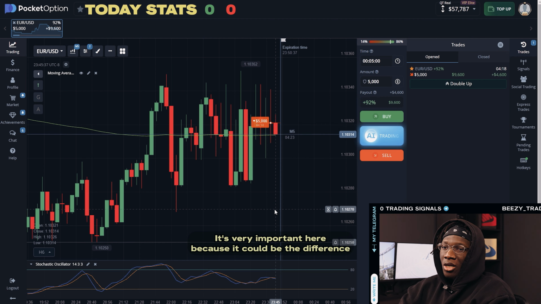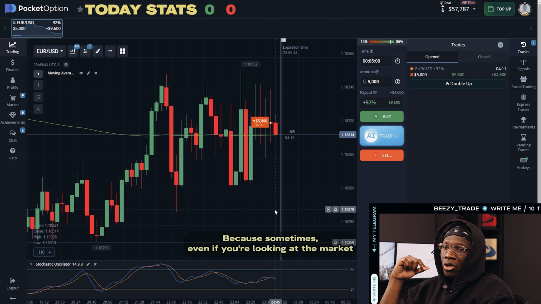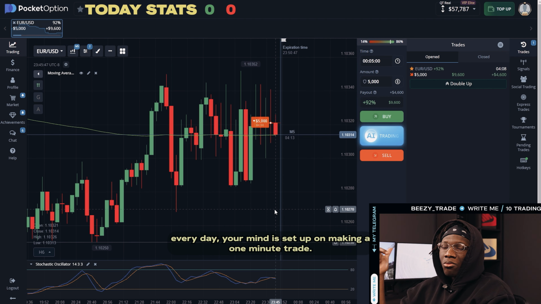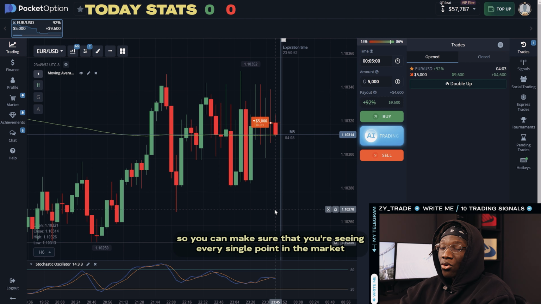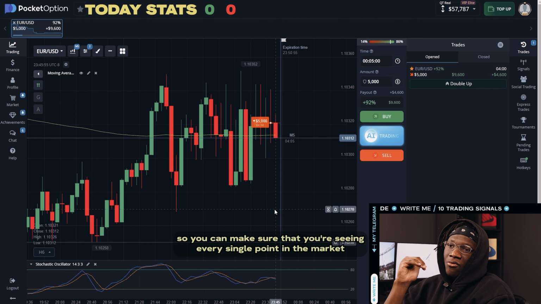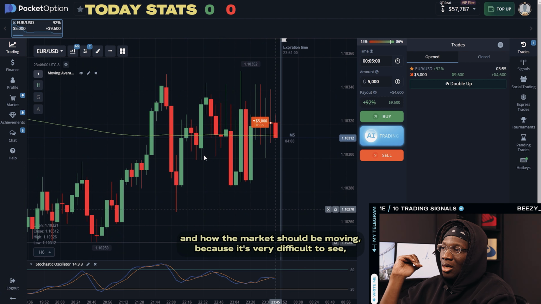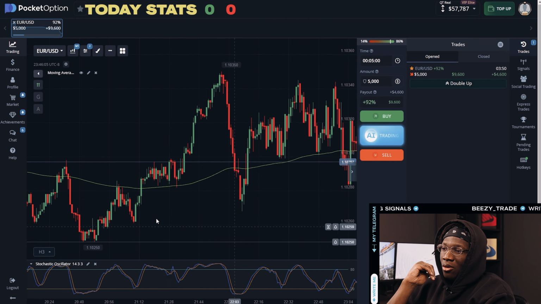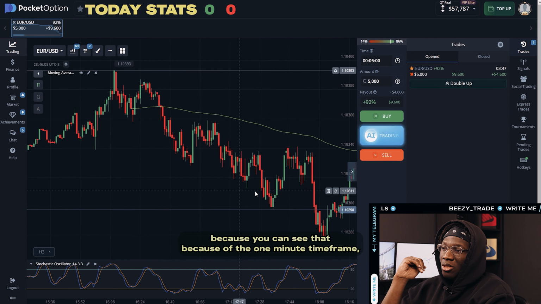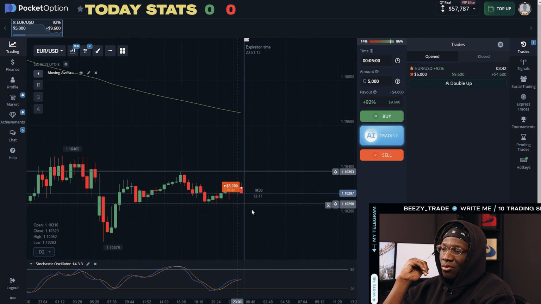It's very important here because it could be the difference between losing a trade or ending up in profit. Even if your mind is set on making a 1 minute trade, you should at least look at all the time frames so you can see every point of the market and how it's been moving. It's very difficult to see the overall movement of the market on a 1 minute time frame, because there's a lot of movement, but you can see a little bit more clearly when you're on the 30 minutes, right?